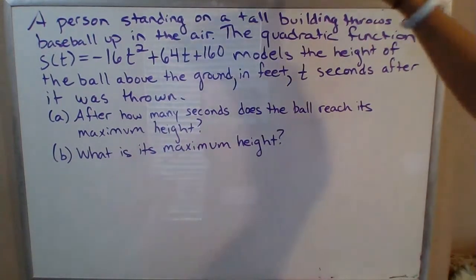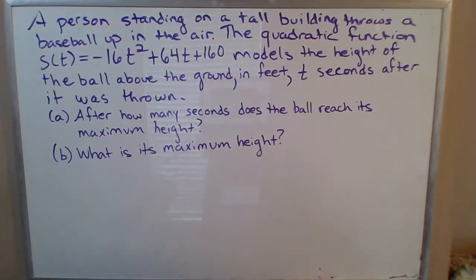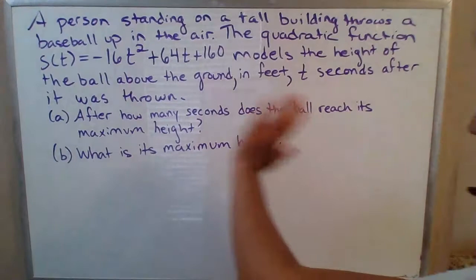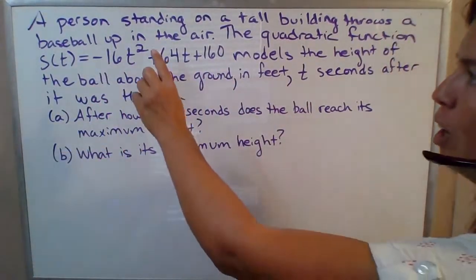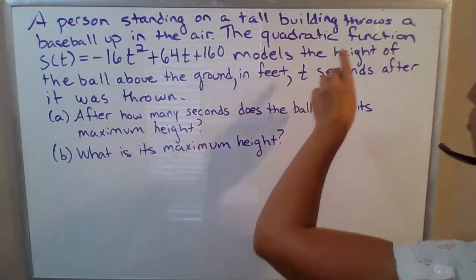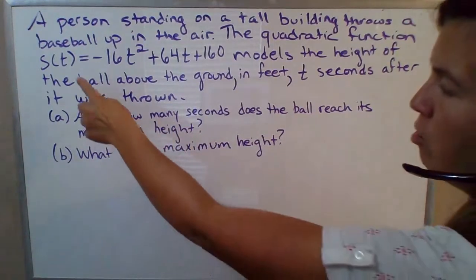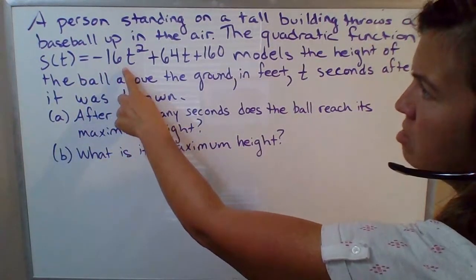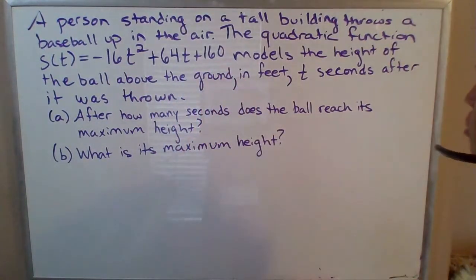Okay, I've got a word problem written up here, and it's not the most beautiful handwriting you've ever seen, I'm sure, but I'll read it out loud to help with deciphering what's written here. A person standing on a tall building throws a baseball up in the air. The quadratic function s of t equals negative 16t squared plus 64t plus 160 models the height of the ball above the ground, measured in feet, t seconds after it was thrown.